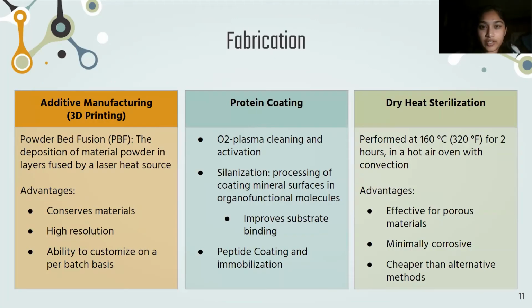So to go into more detail about our fabrication processes, a big part of our design is the additive manufacturing of our Inconel 718 screw. More specifically, this is powder bed fusion, a type of additive manufacturing in which layers of the material powder are deposited and then fused together with a laser heat source.